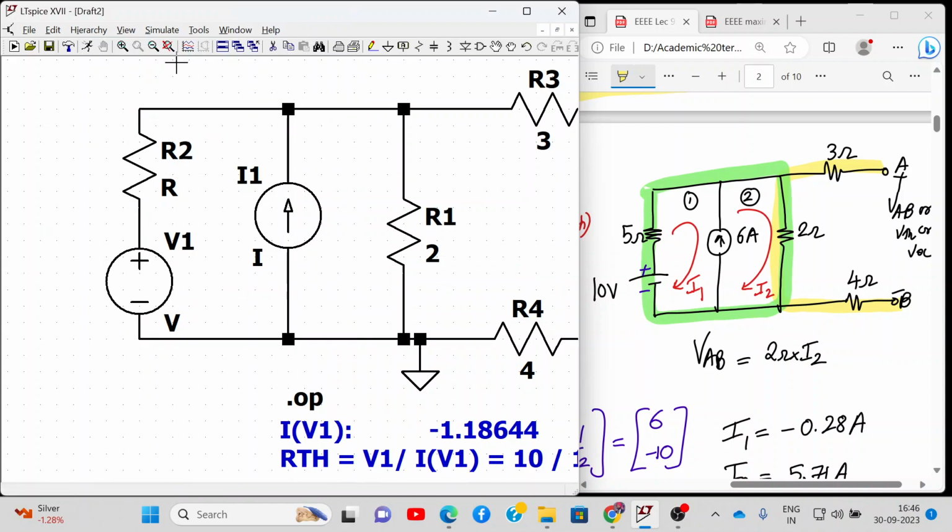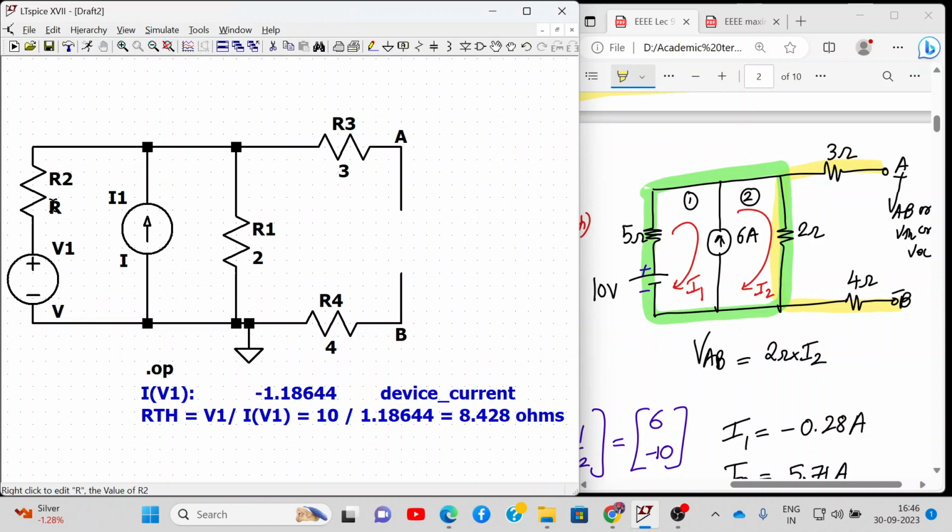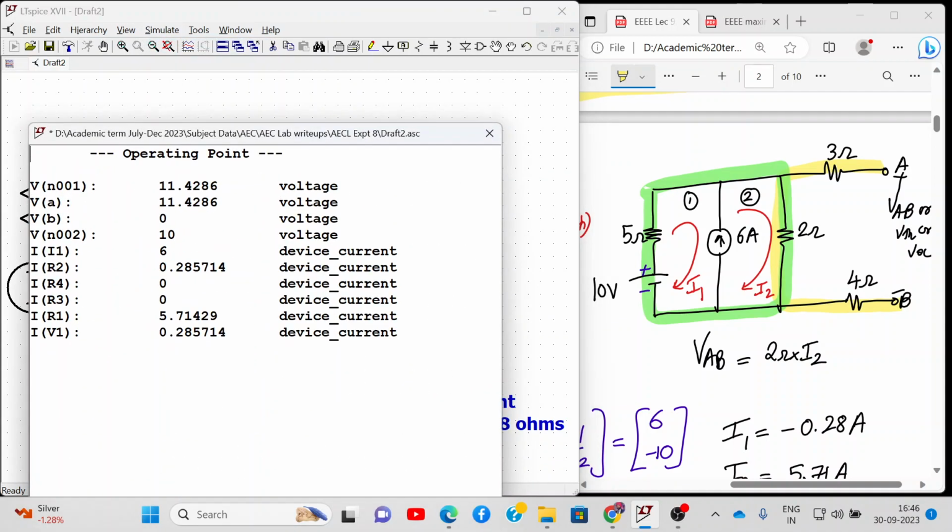All right. So now let me keep it over here. This value is 5 ohms. This voltage source is 10 volt. This current source is 6 ampere. And this is the VAB, voltage across A and B. We need to find out the value. So let's simulate it. Click on run, simulate. We are getting VA as 11.4286 and VB as 0.